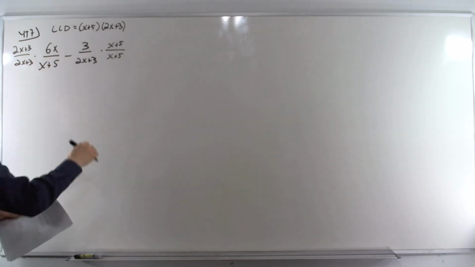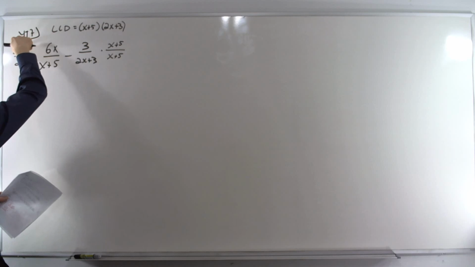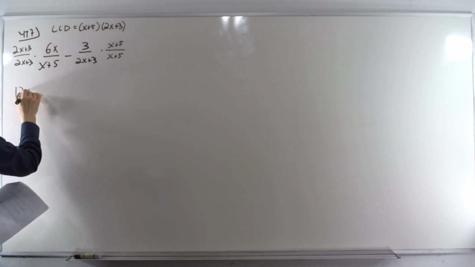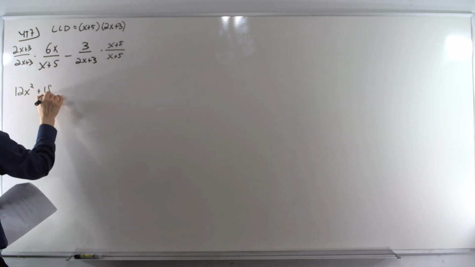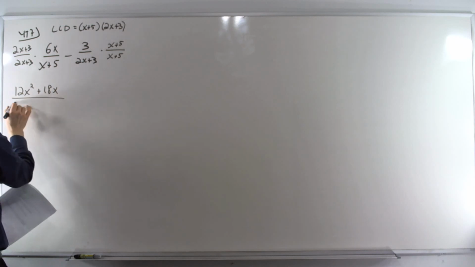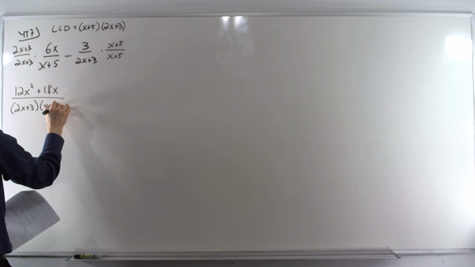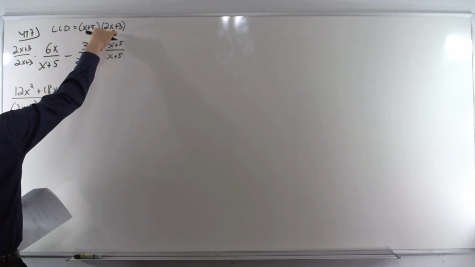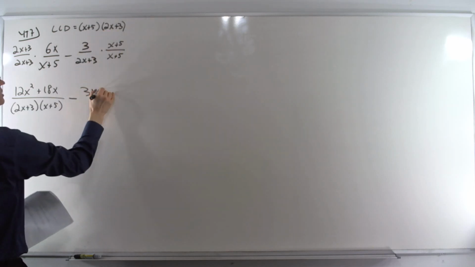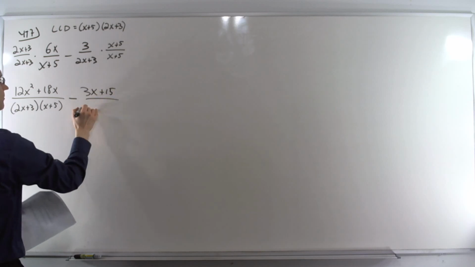Now we can multiply. So I'm going to distribute 6x into this binomial, and that is 12x squared plus 18x, and now I'll distribute 3 into this binomial, so that is 3x plus 15.